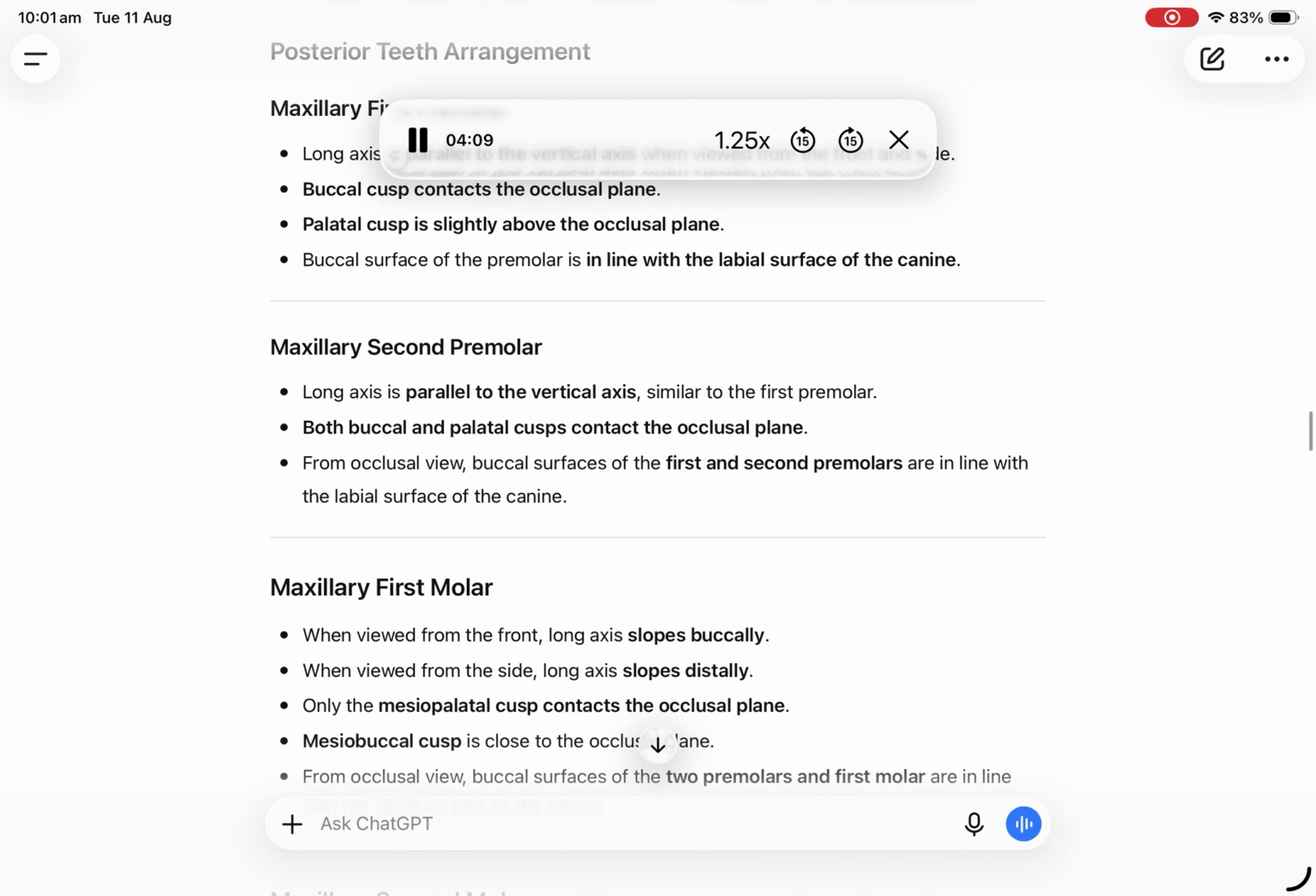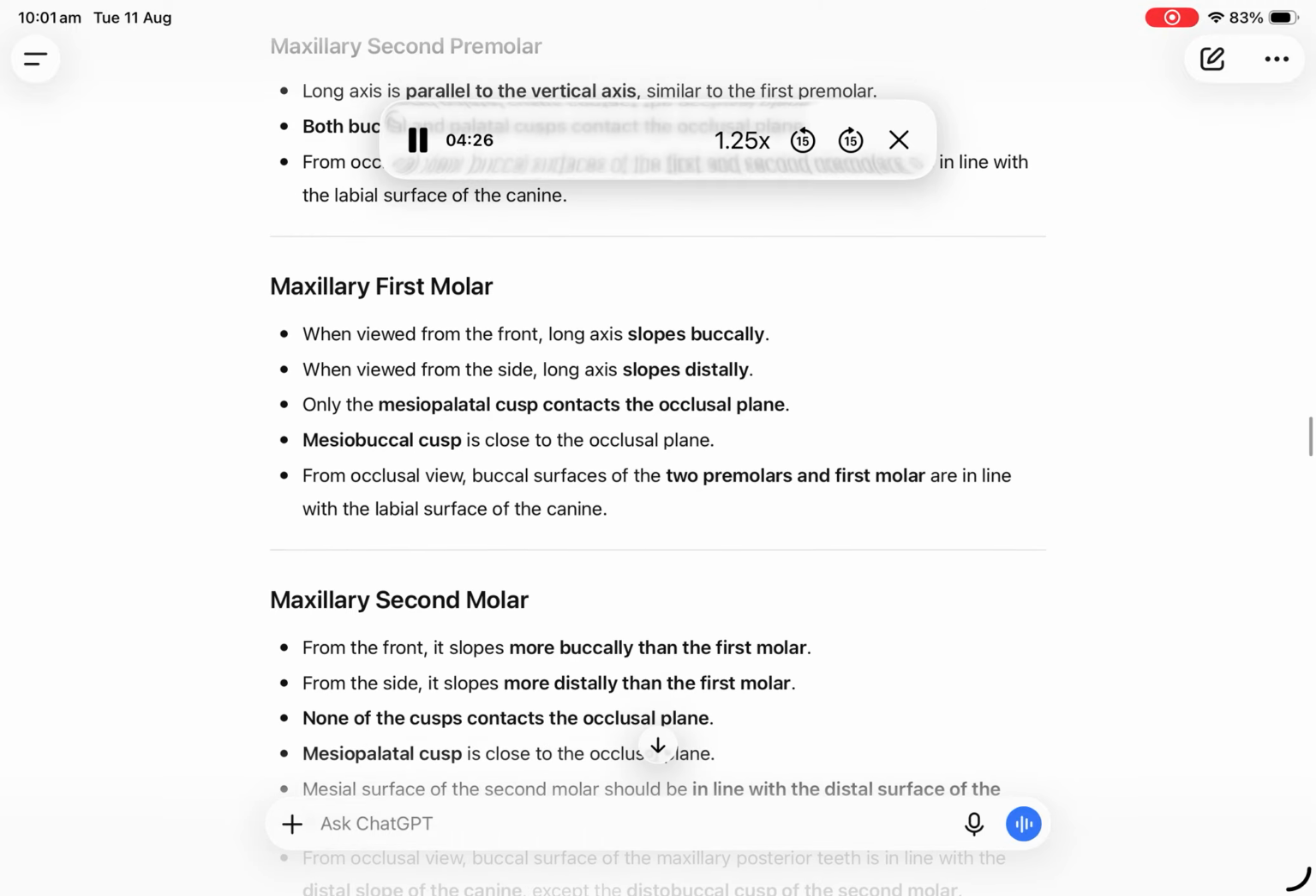Maxillary second premolar. Long axis is parallel to the vertical axis, similar to the first premolar. Both buccal and palatal cusps contact the occlusal plane. From occlusal view, buccal surfaces of the first and second premolars are in line with the labial surface of the canine. Maxillary first molar. When viewed from the front, long axis slopes buccally.